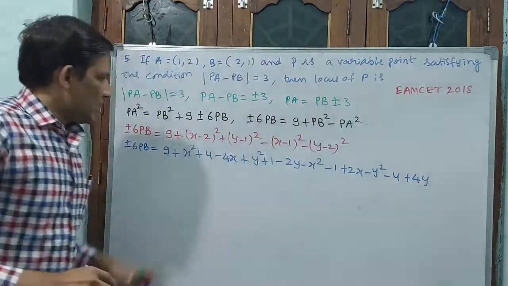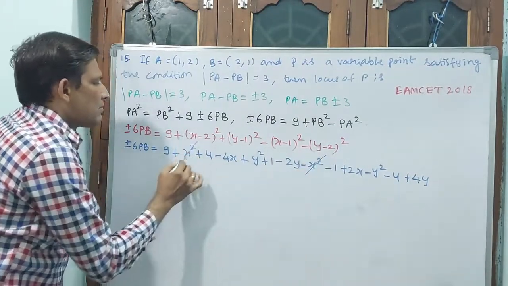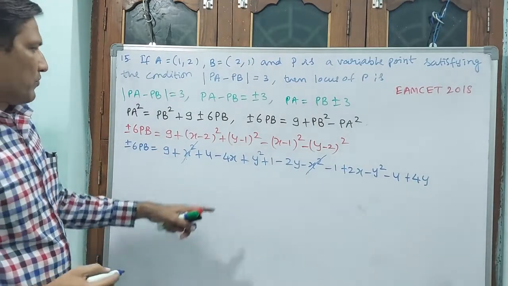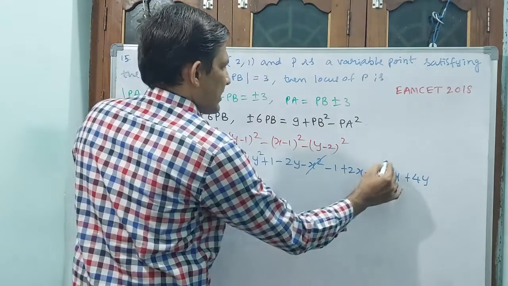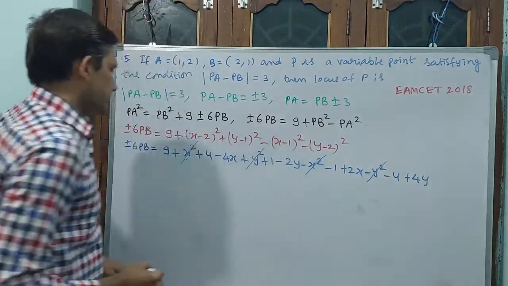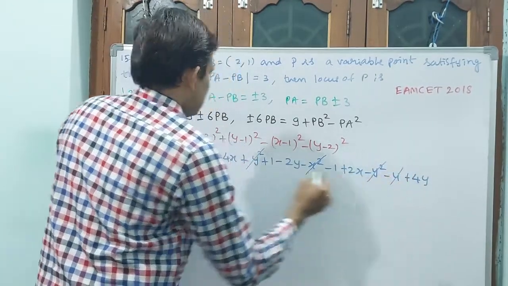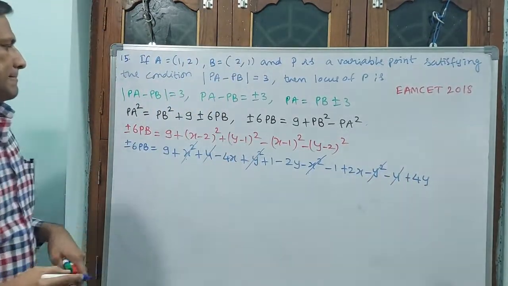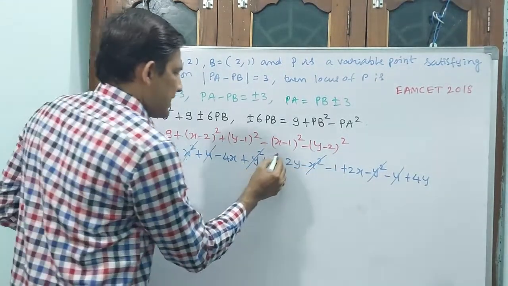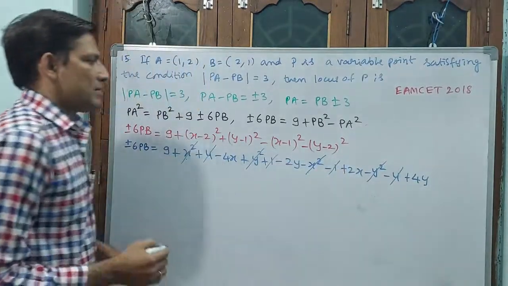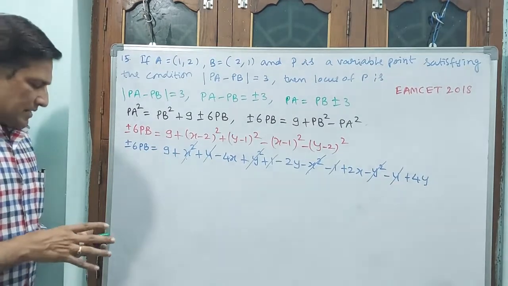Okay, now wait, is there any cancellation? Definitely. Why? Because plus x square minus x square cancel out. Plus y square minus y square cancel out. Plus 4 minus 4 cancel out. Minus 4x plus 2x, okay, plus 1 minus 1 cancel out. Okay, what else, nothing is there.